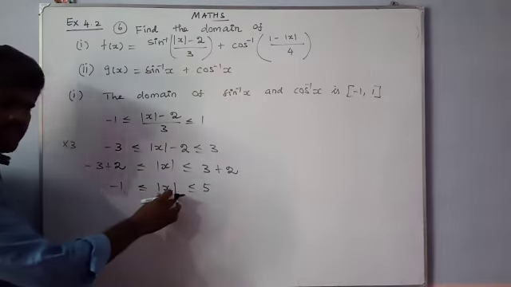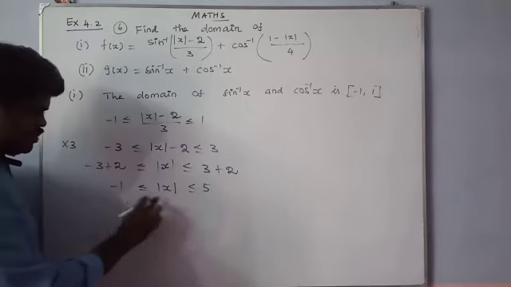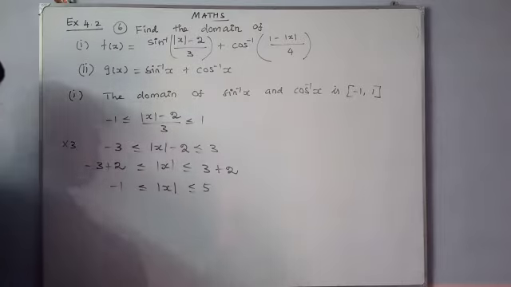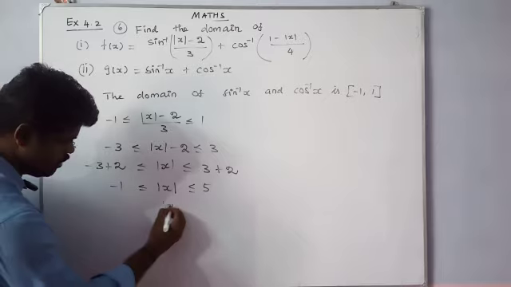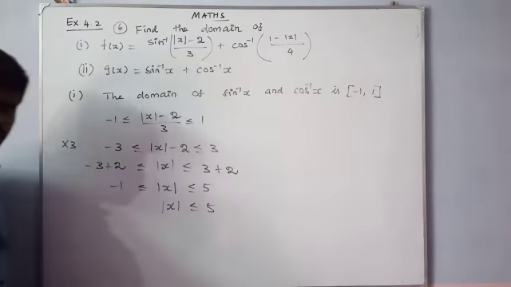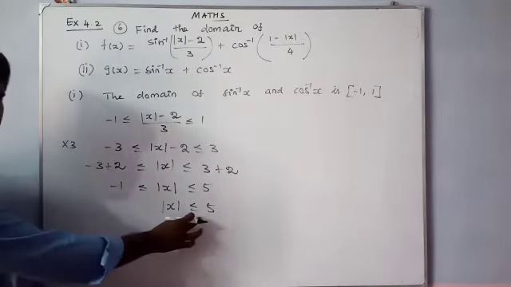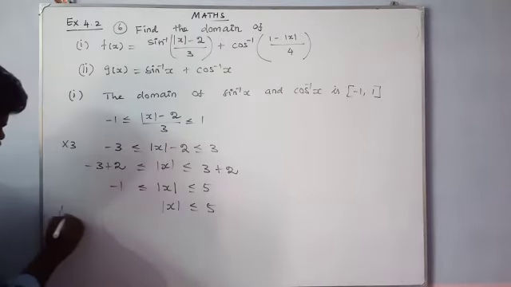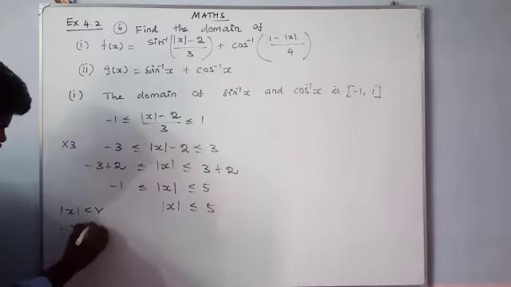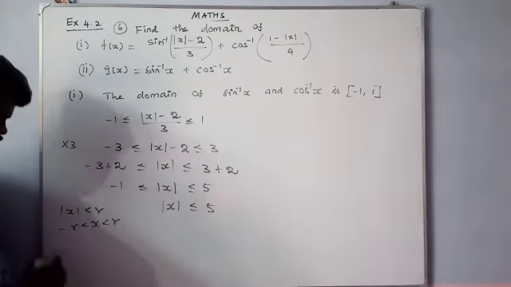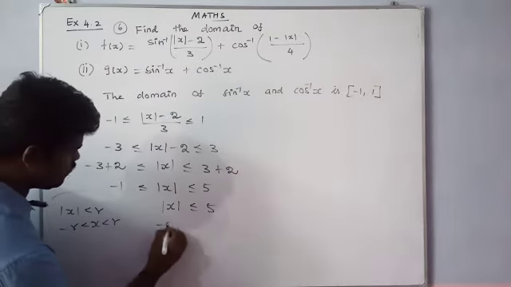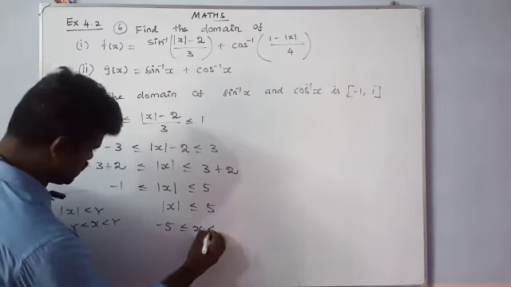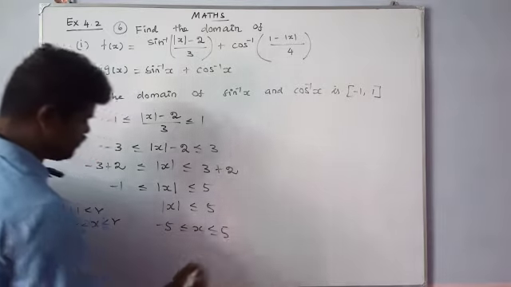The modulus value is only positive, so we want to neglect the negative 1. So let us take modulus x less than or equal to 5. Already we know the property: modulus x less than r means minus r less than x less than r. So we use this, minus 5 less than or equal to x less than or equal to plus 5.